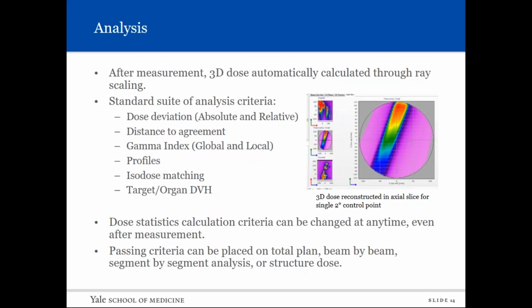The physicist in charge really should spend a little bit of time thinking about what these passing criteria should be. It's dependent on what you normalize to. If you want to base your dose on the isocenter, the maximum dose delivered, your prescribed dose, it can really change the results of some plans.